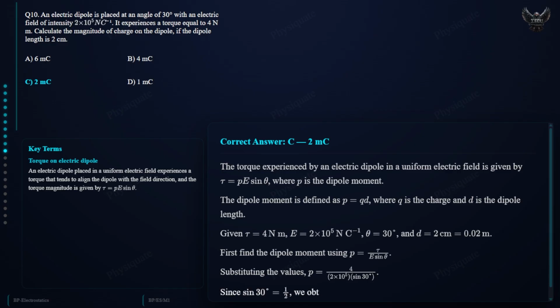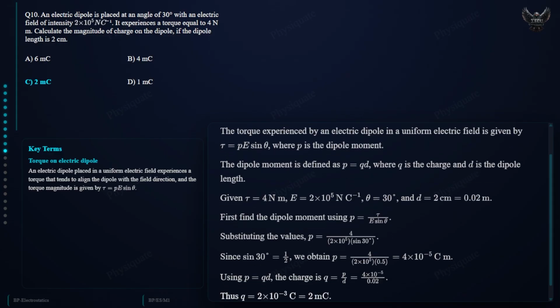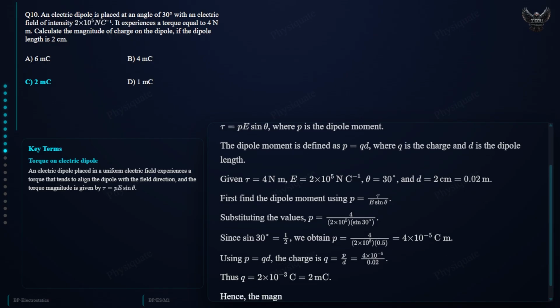Since sin 30 degree equals 1 divided by 2, we obtain P equals 4 divided by 2 times 10 to the power 5, 0.5, equals 4 times 10 to the power minus 5 C m. Using P equals Qd, the charge is Q equals P divided by d equals 4 times 10 to the power minus 5 divided by 0.02. Thus Q equals 2 times 10 to the power minus 3 C equals 2 mC. Hence, the magnitude of charge on the dipole is 2 mC.